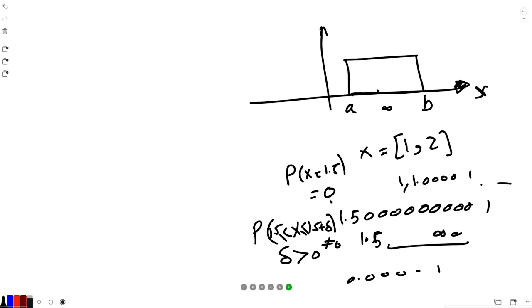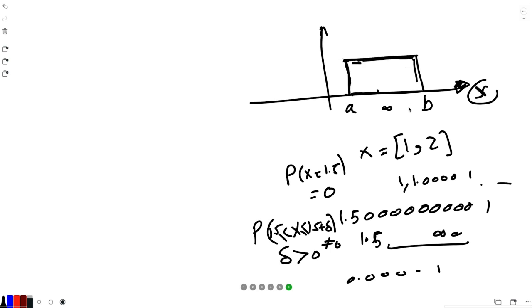Now, when we have this shape, we know that the uncertainty x can have any value between A and B, and they are equally likely. The possibility is equally likely.